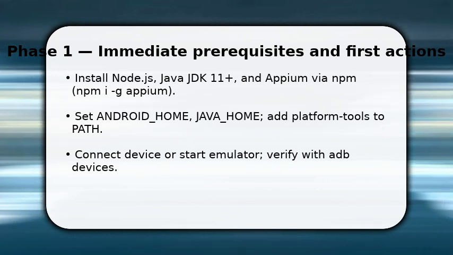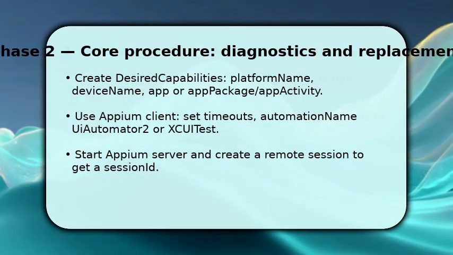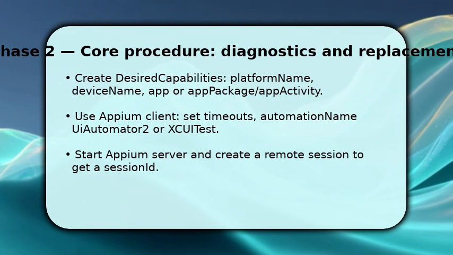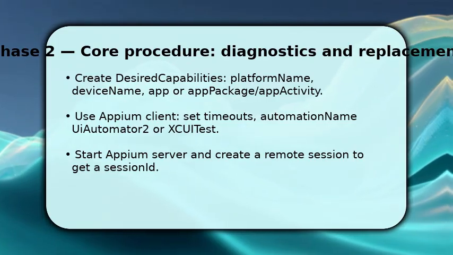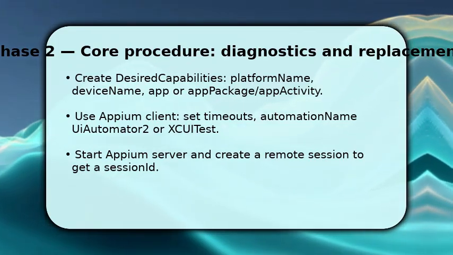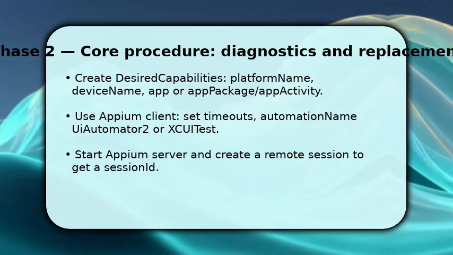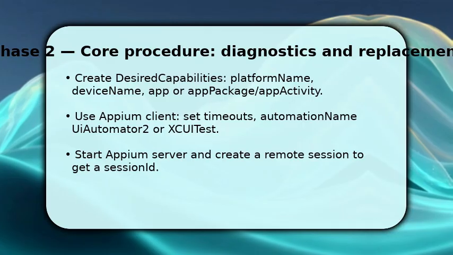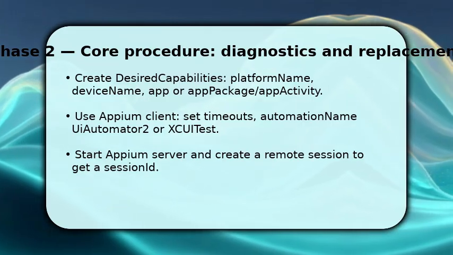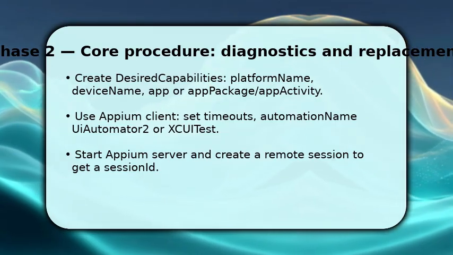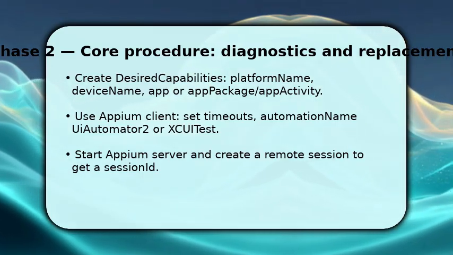You now define the desired capabilities that tell Appium what to automate and why: platform name, device name, and either an app APK, IPA or app package with app activity. Then choose automation name, UiAutomator2 for Android, XCUITest for iOS, and configure implicit wait and new command timeout to avoid flakiness. Start the Appium server and use your language client to create a remote WebDriver session.